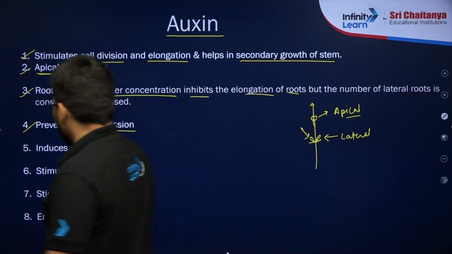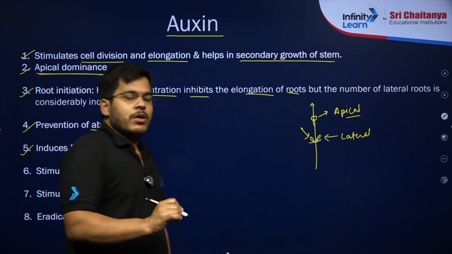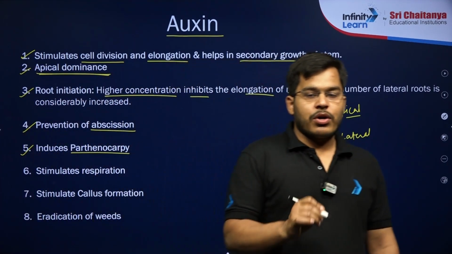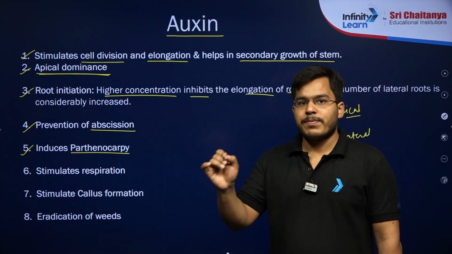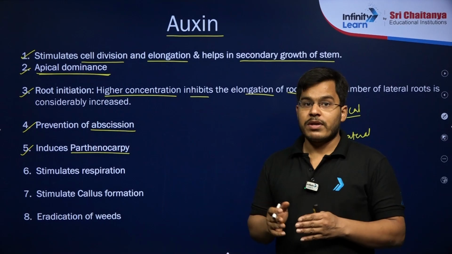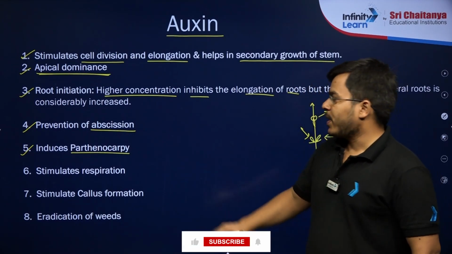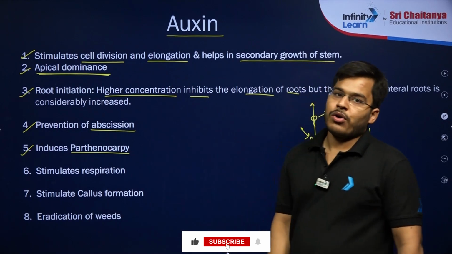After that, students, it induces parthenocarpy. What is parthenocarpy, students? Fruit is formed without fertilization or seed formation. That process is known as parthenocarpy. We know that several fruits don't have seeds actually. So without fertilization, without seed formation, fruit is forming. That process is parthenocarpy. It is induced by auxin.